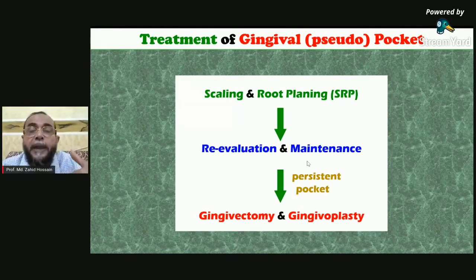So re-evaluation and maintenance, but if the pocket is still more than 5 millimeter, usually we call it clinical attachment loss more than 5 millimeter still, then you have to go for surgery. And usually for the pocket, we do gingivectomy or gingivoplasty. But nowadays we have changed, because gingivectomy cuts the tissue, so maybe the tooth becomes exposed. So nowadays we do mostly flap surgery. We have more sessions to discuss this. So these are the main treatment policy for the periodontal pocket. Okay, remember this for your exam.